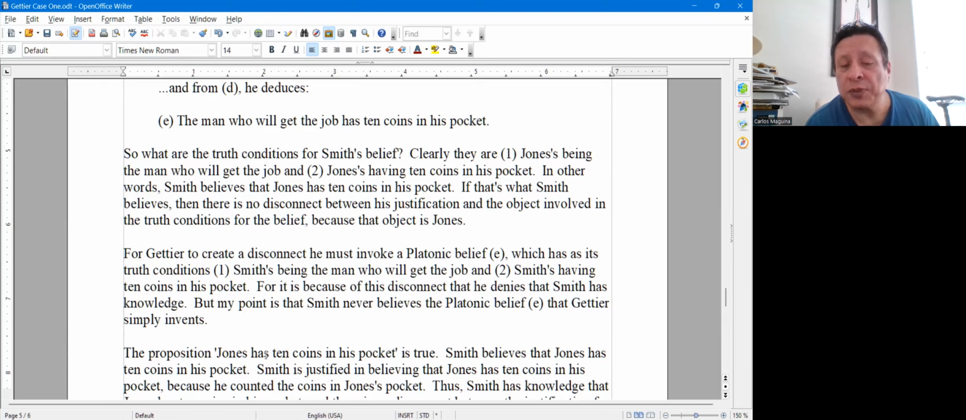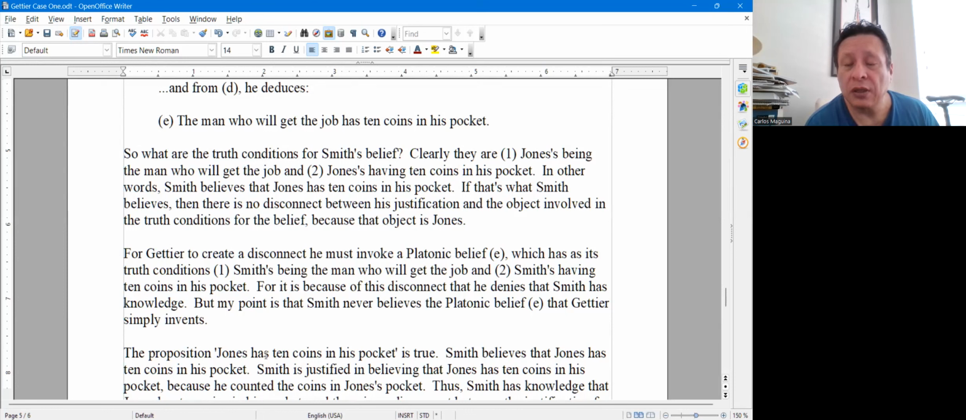But my point is that Smith never believes the Platonic E that Gettier simply invents, right? Gettier is simply introducing this Platonic E, this belief, this proposition, the man who will get the job has 10 coins, in which it refers to Smith, and so in which Smith is part of the truth conditions. But nobody has that belief. Smith doesn't have that belief. Smith believes Jones has 10 coins in his pocket.